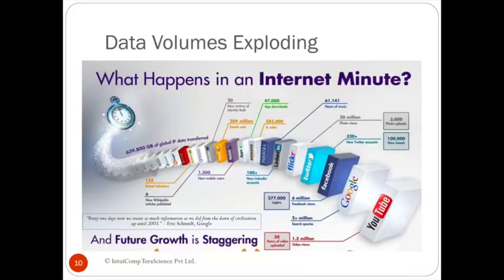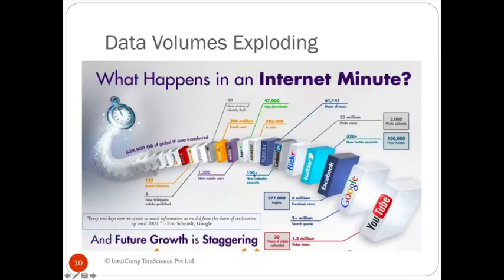As the data volumes are exploding, what happens in an internet minute? We now create as much information every 2 days as we did from the dawn of civilization up until 2003. This is what Eric Schmidt of Google says. So we can see how the data is constantly increasing, and at one time there were email, 1300 new mobile users.